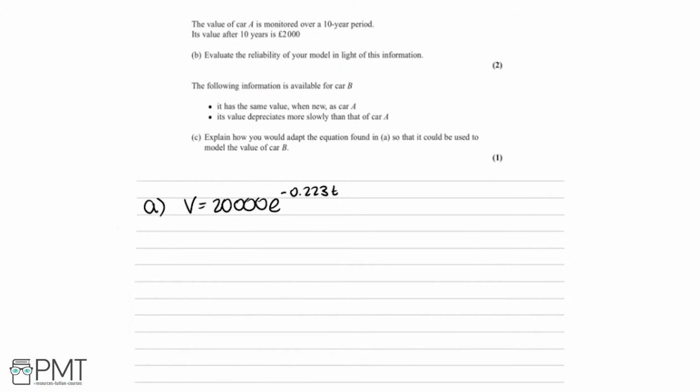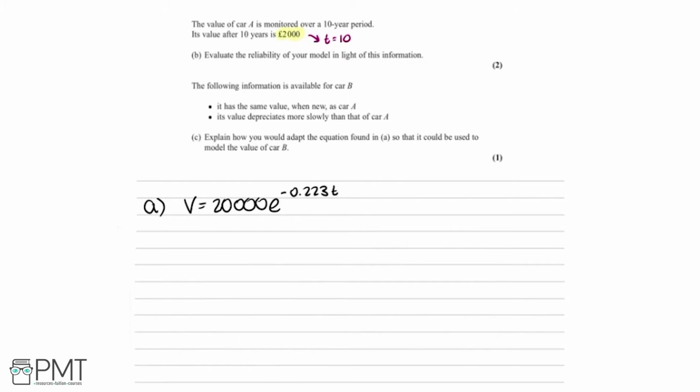So look at part B now. It says the value of car A is monitored over a 10-year period. Its value after 10 years is £2,000. And part B says we need to evaluate the reliability of our model in light of this information, and this is for 2 marks. So first you're going to see that it's a value after 10 years, so we're going to need to look at when t equals 10, because t is measured in years.